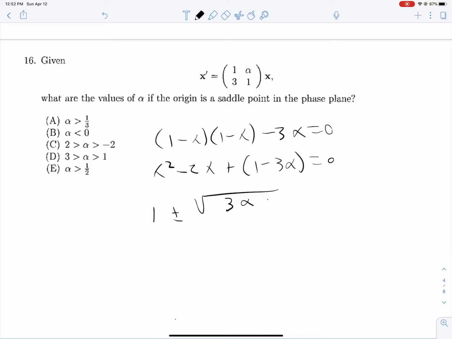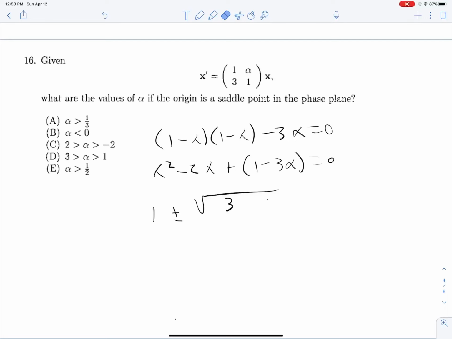Well, we said that a saddle point occurs when we have one positive and one negative eigenvalue. And that will be true, we need a negative value somehow on this negative side of our plus minus, if and only if this evaluates to some value greater than 1. And I hope that's easy to see.